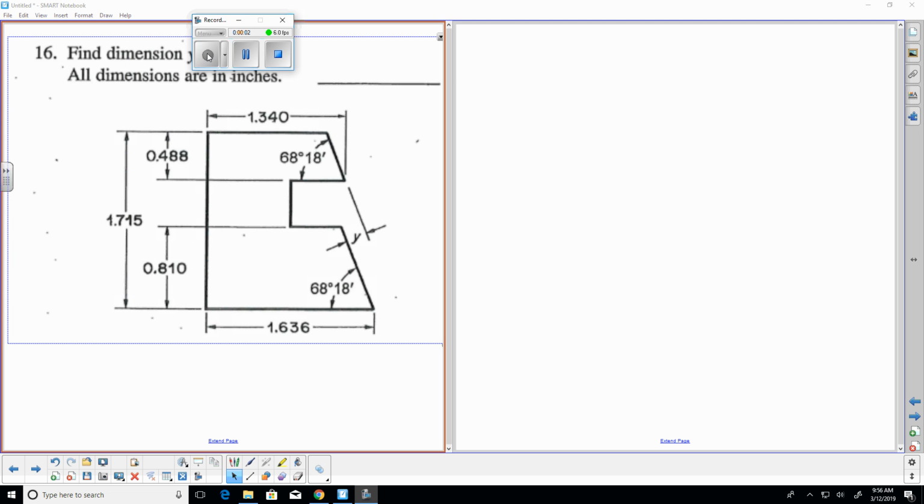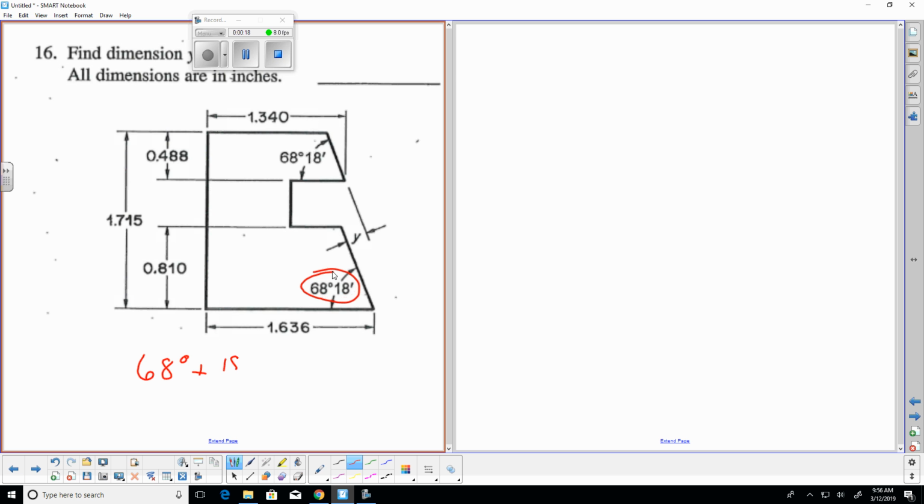Okay, so this is complex packet number 16, round one at least. So here we go. First thing I'm going to do is turn this 68 degrees, 18 minutes into a decimal. That makes most sense for me. So 68 degrees plus 18 over 60 equals. Let's figure out what that is. You got that for me, Jordan?